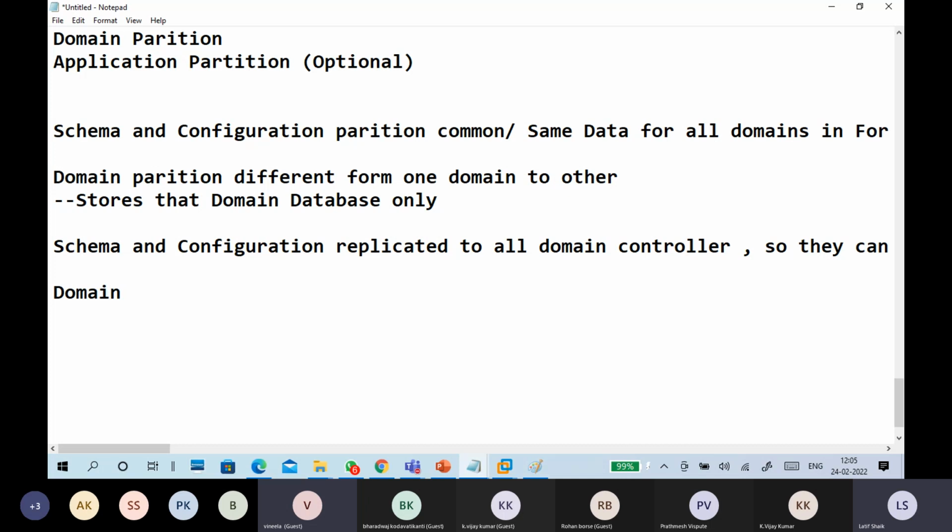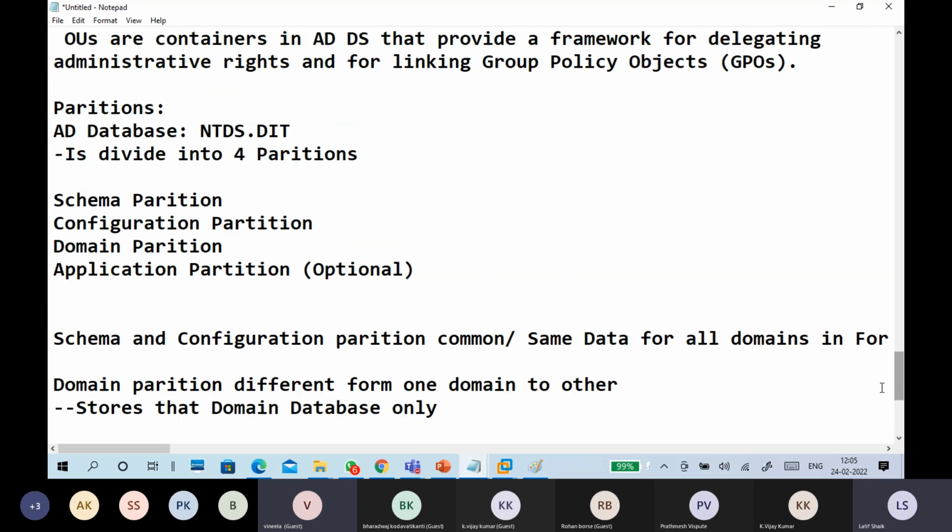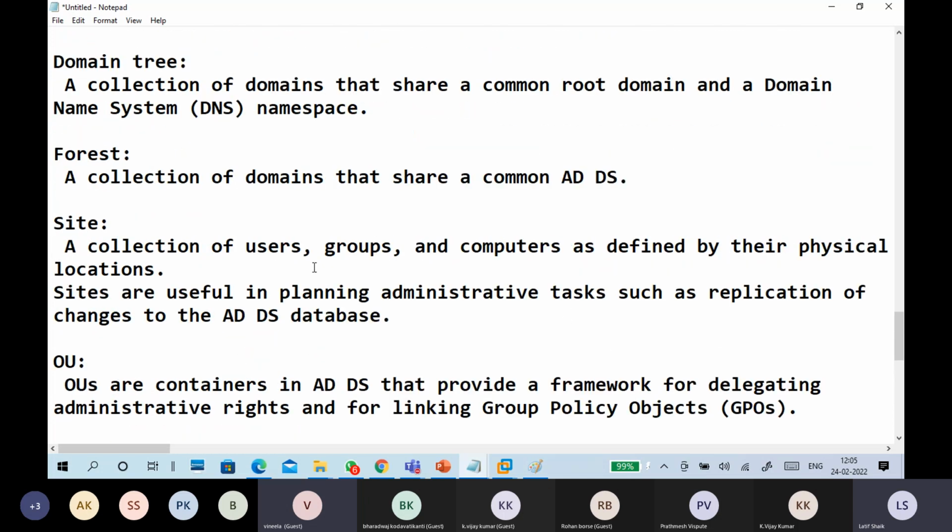Domain partition doesn't replicate to all. It only replicates to global catalog servers, because global catalog servers contain all domains' information. So that is about your partitions, guys. A lot of things could be covered, so I'm not going into that much depth.